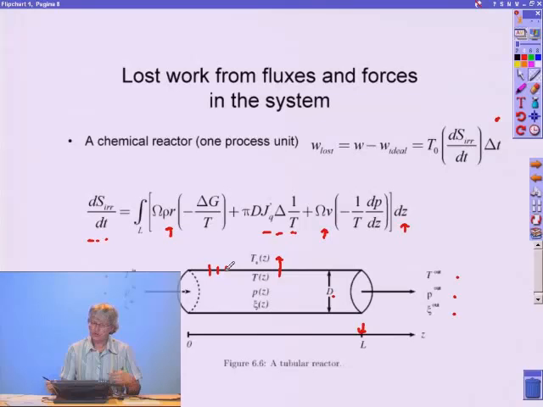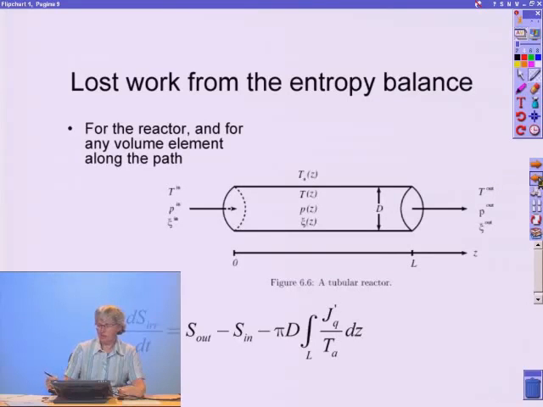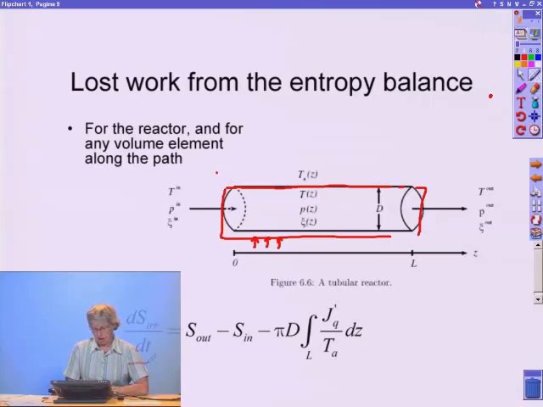So this gives a possibility to calculate the lost work, but also, like I said, we can calculate the entropy production from the entropy balance. So here is the same reactor, and rather than calculating the contributions everywhere along, like I explained in the previous slide, I can just take the whole box, or the whole reactor, and say that the total entropy production is what goes out at the end minus what comes in here.